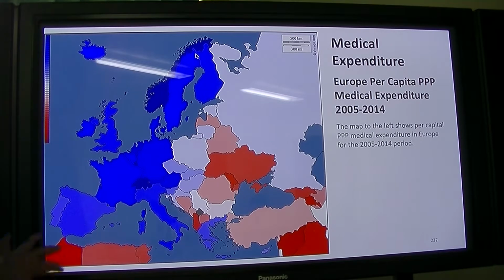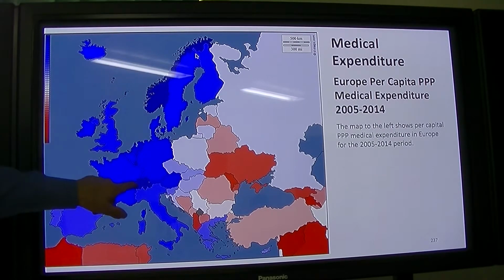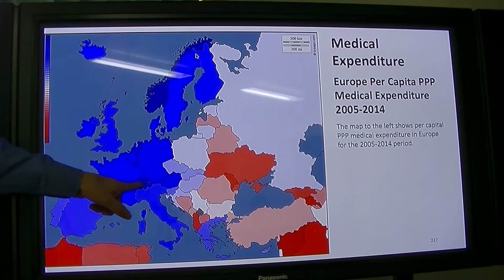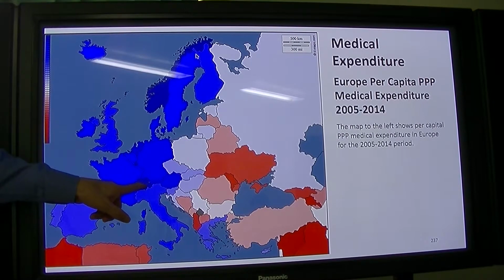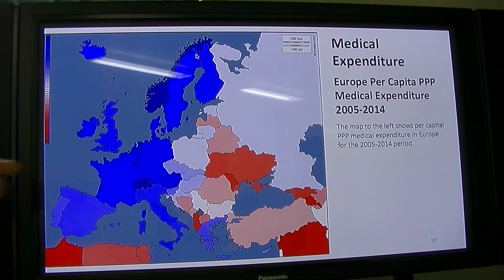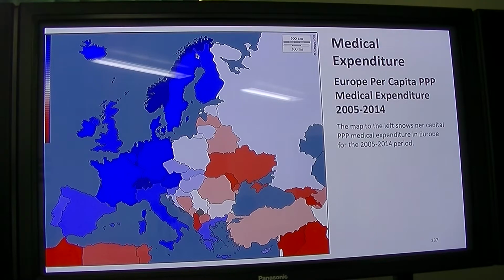You can see Europe, generally quite high. Swiss spends a lot on medical care, not quite as much as the United States, but they spend a lot. And actually, they have a medical system that's the closest to the United States, and it turns out it's the second most expensive in the world.